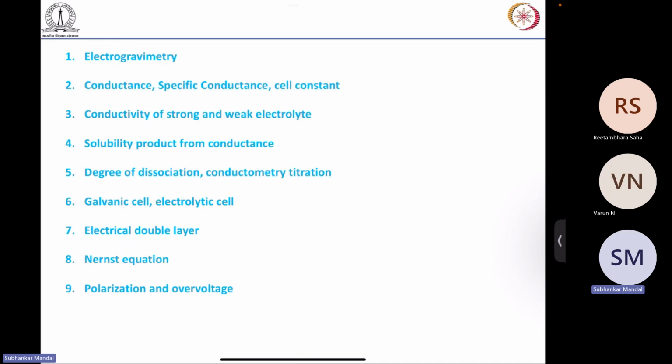In the previous class, we discussed electrogravimetry, where you are depositing something on the electrode surface and taking the weight before and after the deposit, so you can get how much deposition is happening. Second, we learned about conductance, specific conductance and cell constants. We know that R is equal to rho L by A, and this L by A is called the cell constant. How to calculate the cell constant, we also discussed.